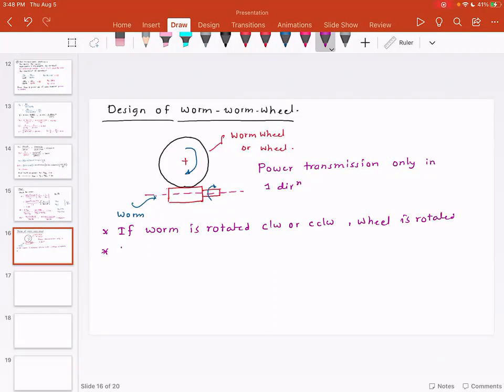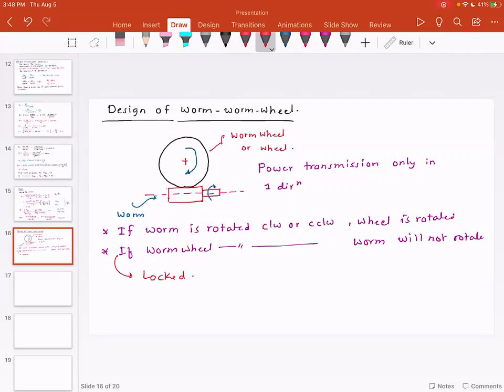But if you rotate the worm wheel, the worm will not rotate, which means in this condition, it will be locked. So the power transmission is only possible from worm to worm wheel, and that is sometimes desired.